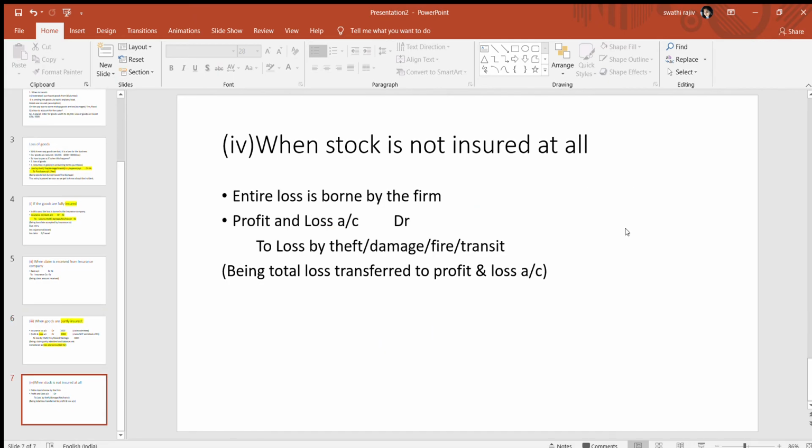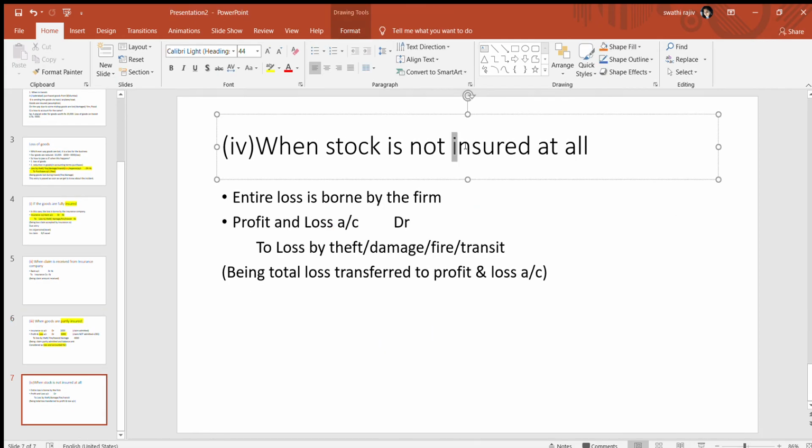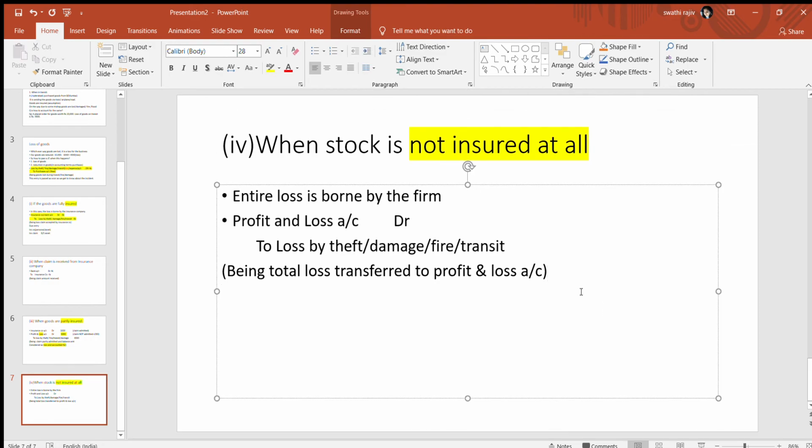The last situation is when stock is not insured at all. We have not bothered. It is not insured at all. A and B were overconfident about the fact that nothing will happen to their stock, and they have not insured at all. Now what happens? The entire loss of 4,000 will be borne by the firm itself. It is the firm's responsibility. The entire 4K is the firm's responsibility right now. It is a loss for us.